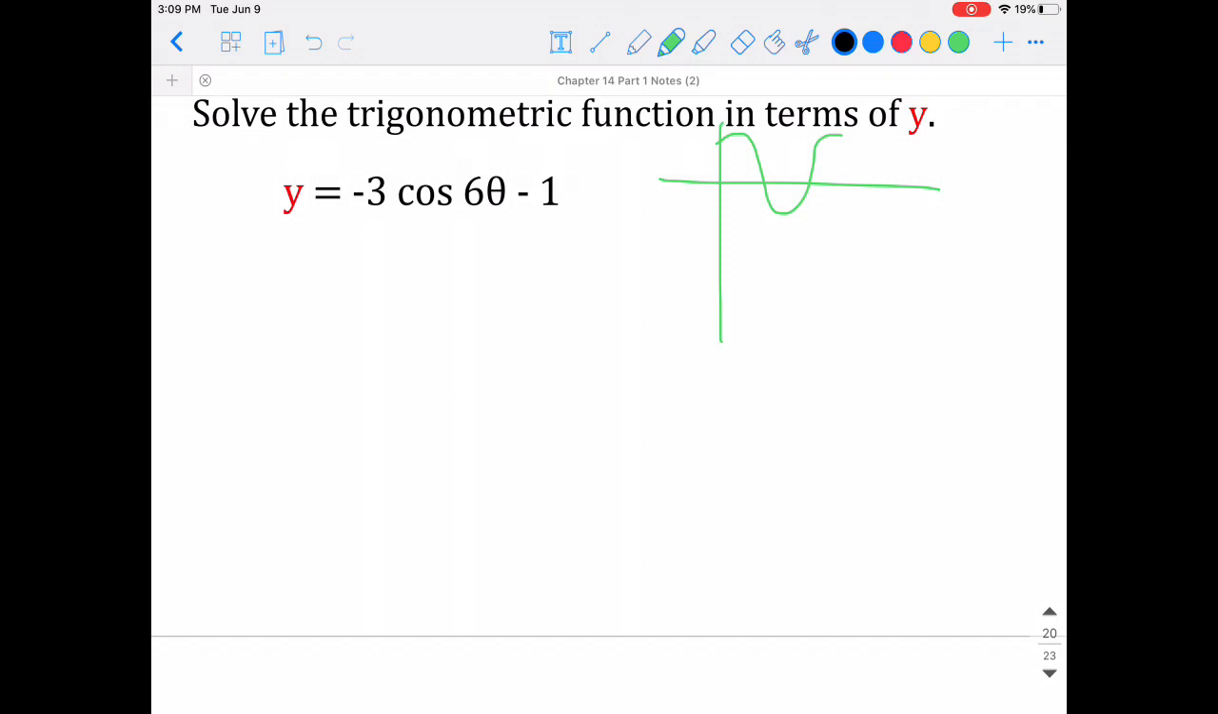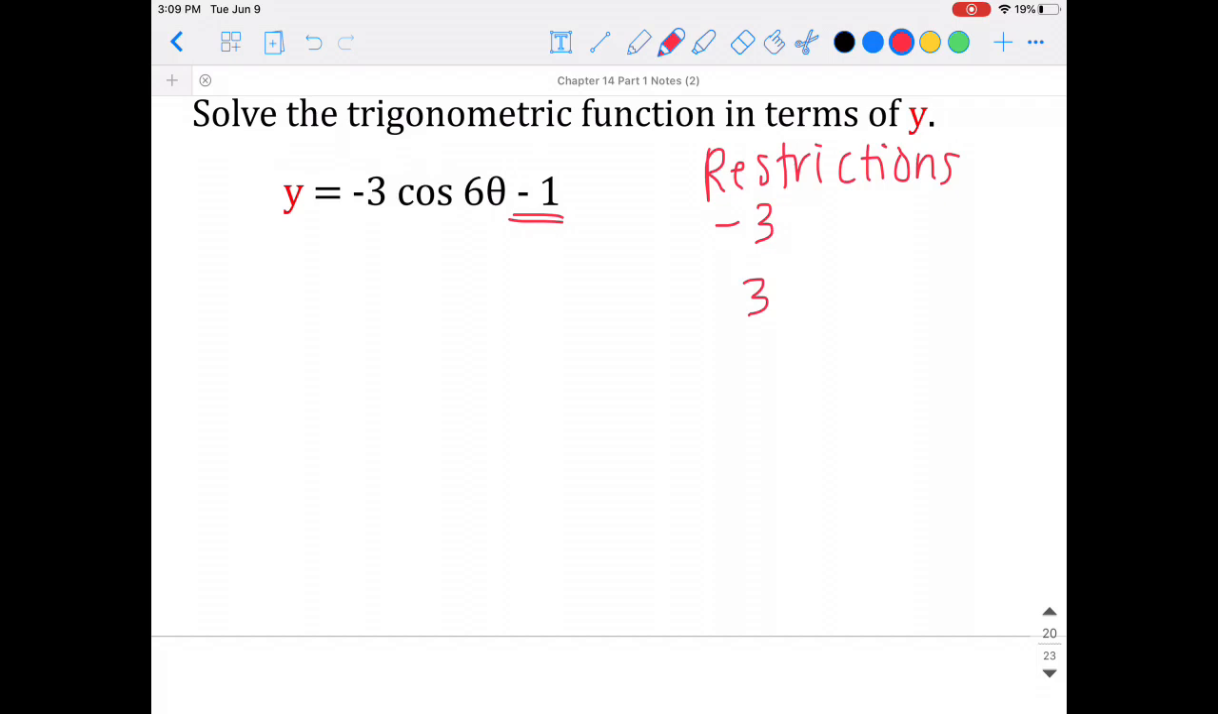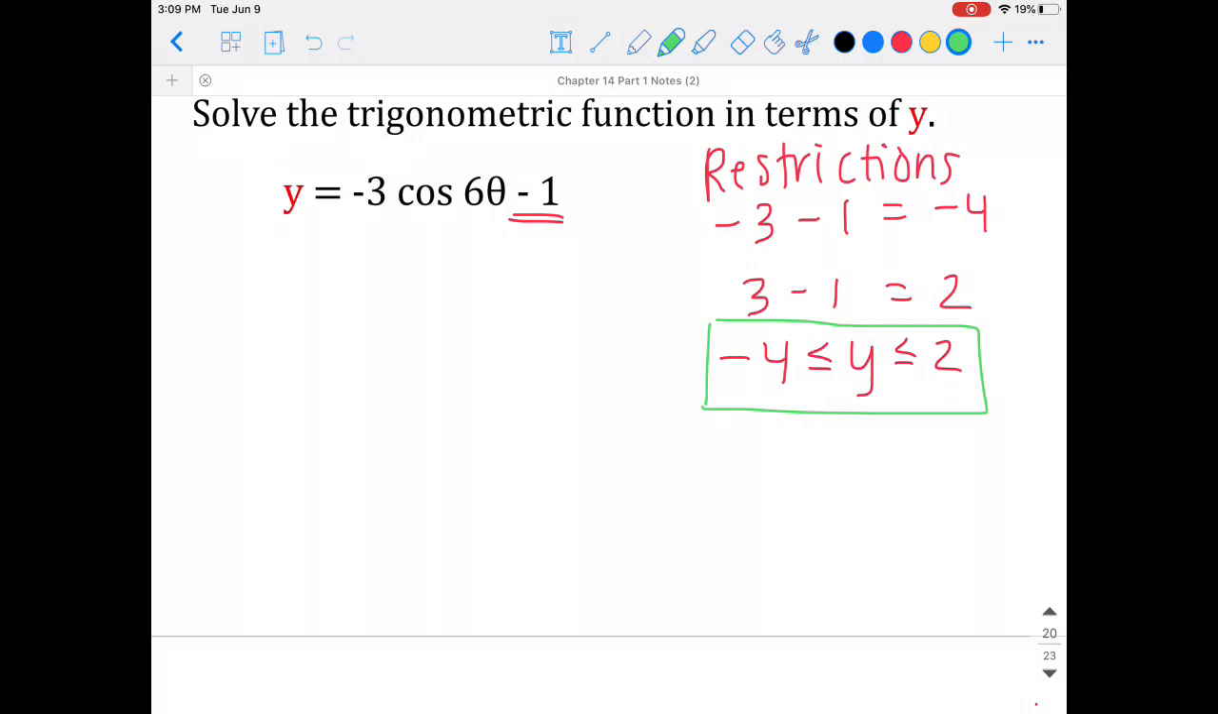Now, we have to figure out our restrictions again. So our restrictions are going to be based off of our y value. For this function, again, you're starting with your amplitude. So our amplitude is negative 3, so we have negative 3 and 3, and then we're adding the vertical shift. In this case, it's going to be minus 1 and minus 1. So that gives us a range of negative 4 and 2. So our y values have to be between negative 4 and positive 2. It's very important. You have to find your restrictions for these when you're writing these equations.